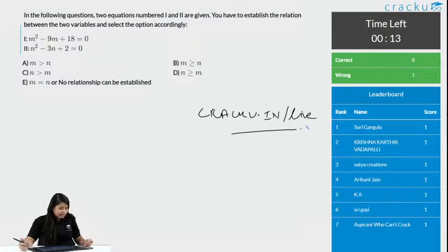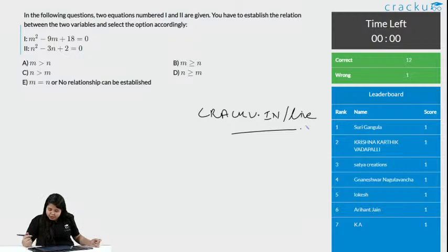It's not for CAT, it's for the IBPS Clerk exam. Okay, Suri got it correct. 12 people got this correct and 1 wrong. So, let us see what the solution is.